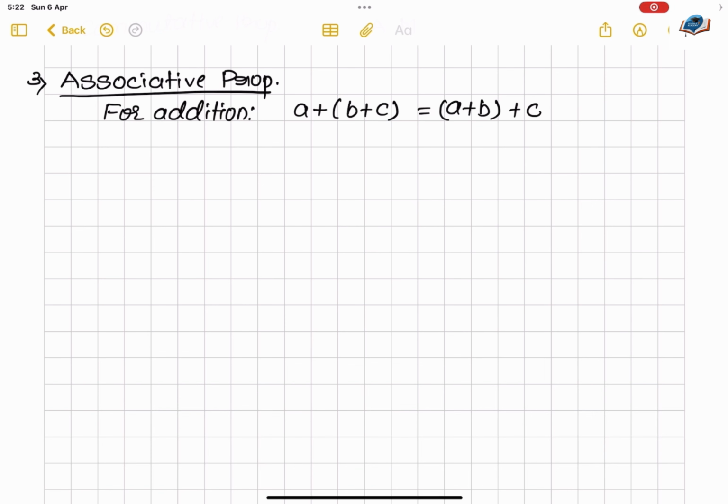Now let me take A equal to minus 1 upon 5, B equal to 2 upon 5 and C equal to minus 3 by 4. I am taking three numbers and checking. So here if I do LHS I will get minus 1 upon 5 plus, in bracket, 2 upon 5 plus minus 3 upon 4.